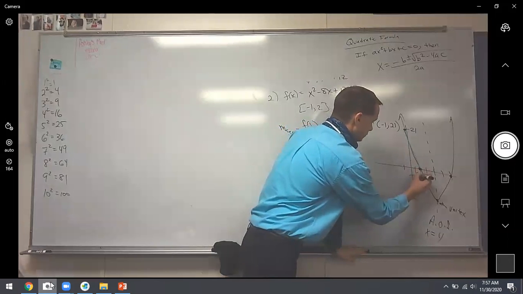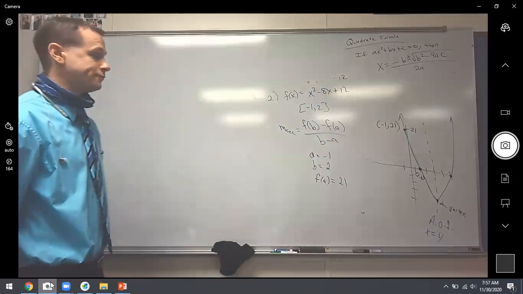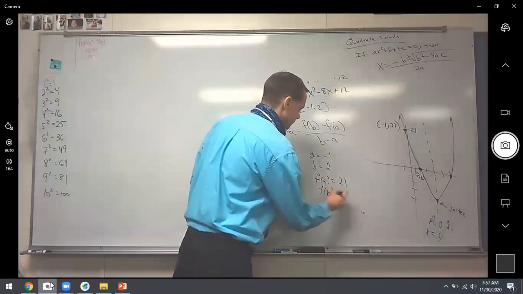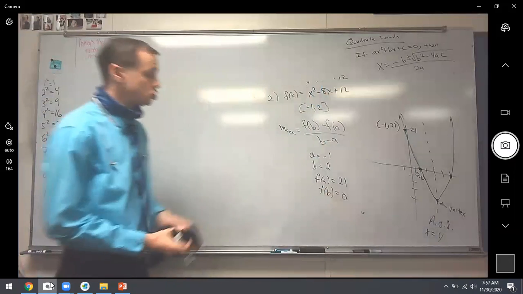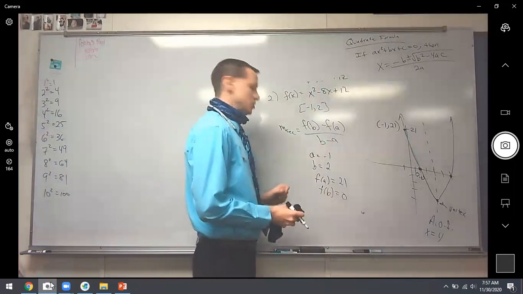You get out 0 right there. So the other point is (2, 0). So according to this little formula up here, f(b) is just 0. When you plugged in 2, you got out 0. If you want to use this fancy equation, you certainly can.